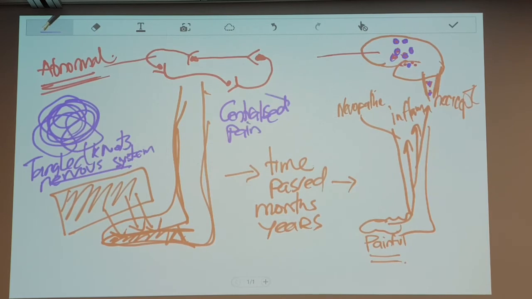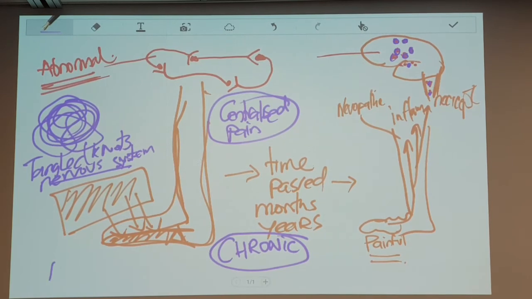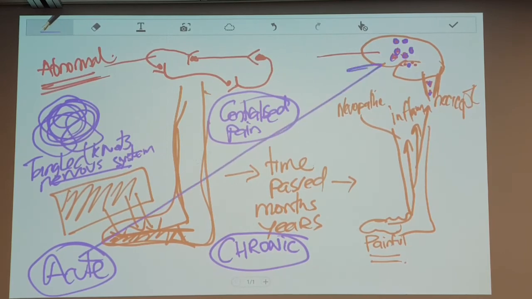Okay, and a lot of people who experience pain for a long time, and that's why people who have chronic pain have to be managed differently to people who have acute pain, because people who have acute pain have not yet developed these little tangles in their nervous system.